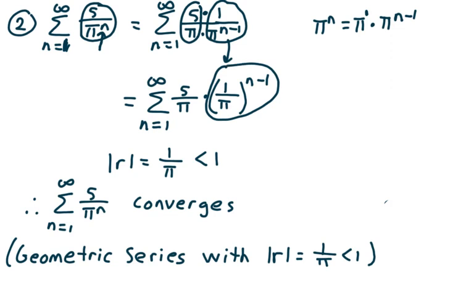Well, the absolute value of r is equal to 1 over pi, which is less than 1. So what that tells me is that the summation from n equal 1 to infinity of 5 over pi to the n converges. And that's because it's a geometric series with the absolute value of r equal to 1 over pi, which is less than 1.